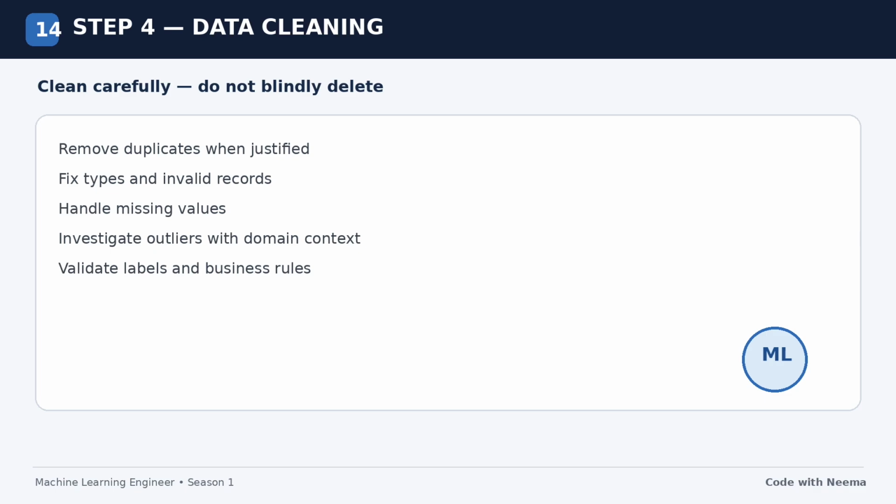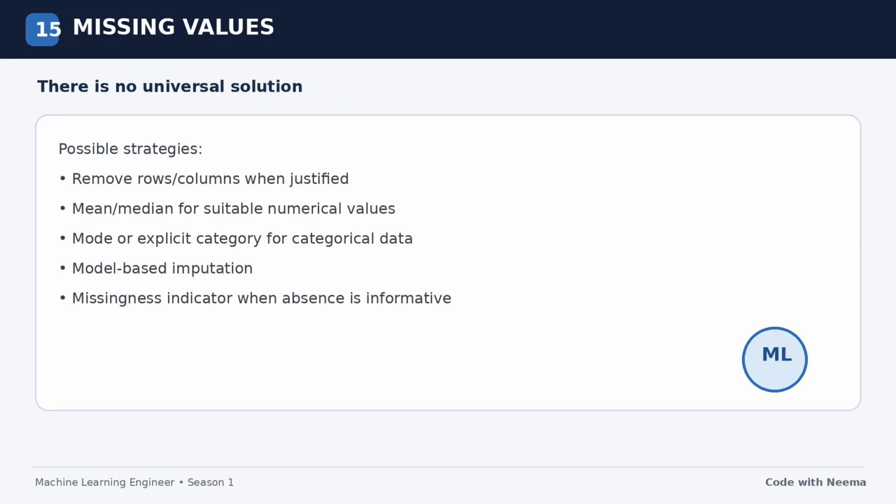But remember, cleaning does not mean blindly deleting anything unusual. An outlier may be an error, or it may be an extremely important real observation. We need to understand the domain before deciding. Missing values are common, but there isn't one universal solution.